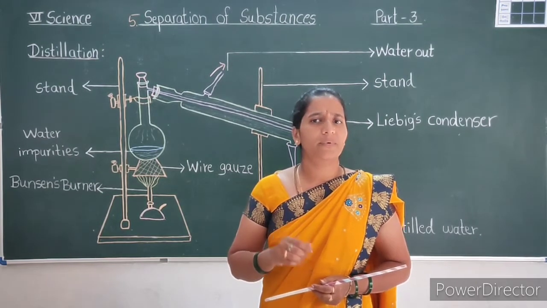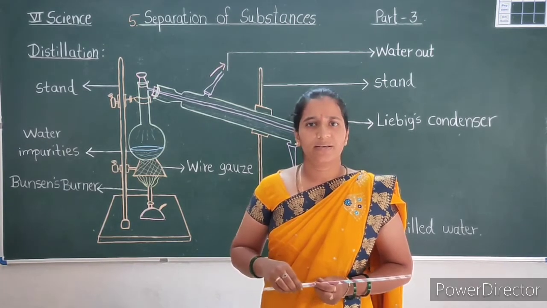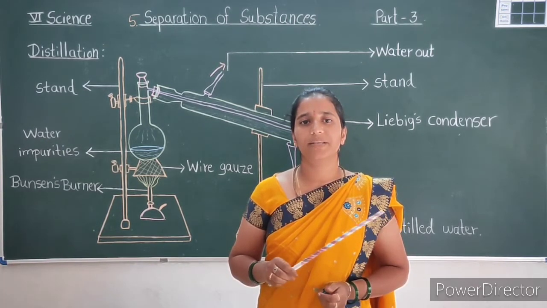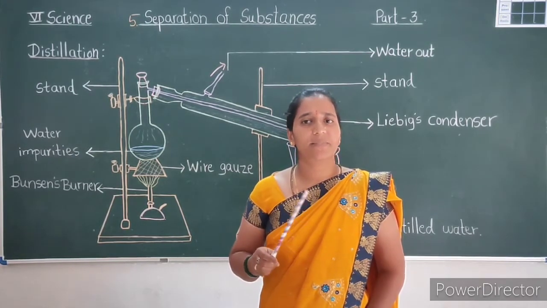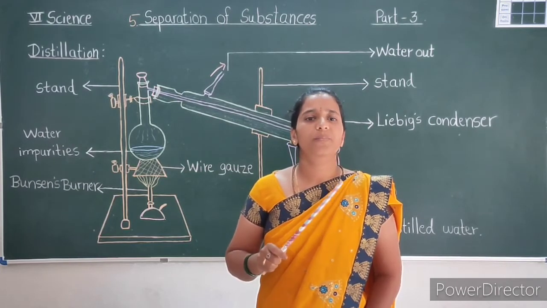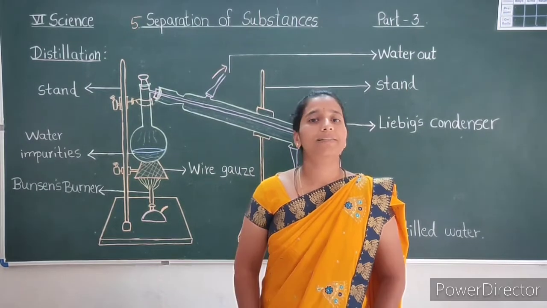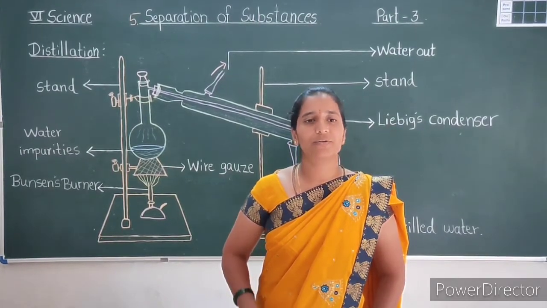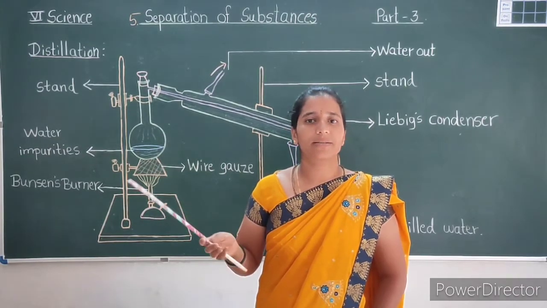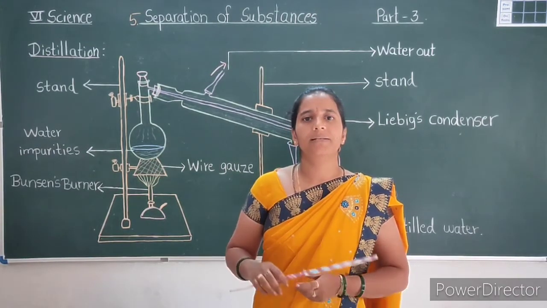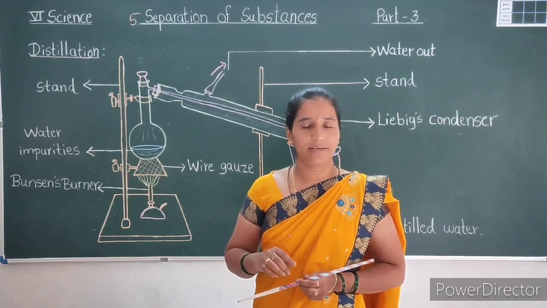Next, how can we get pure water from impure water? By the method of distillation. Distillation is a method of obtaining pure liquid from a solution. The solution is heated so that the liquid evaporates. The vapors are then cooled. They condense to give the pure liquid.